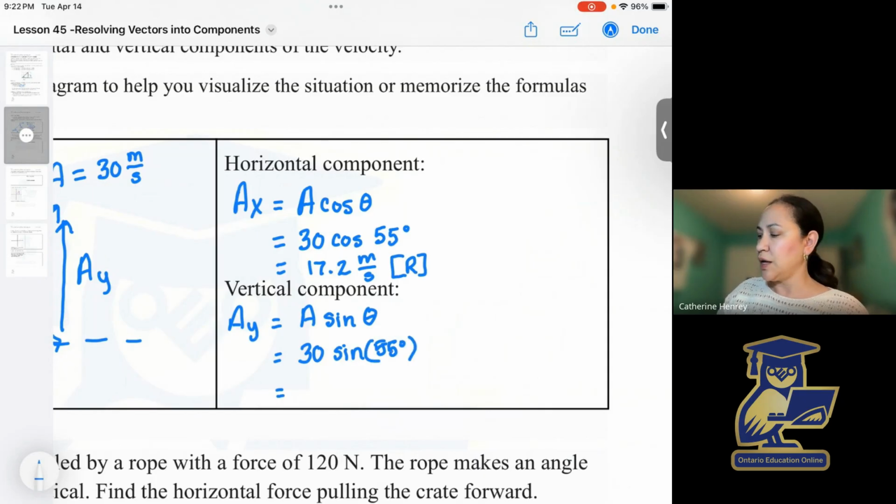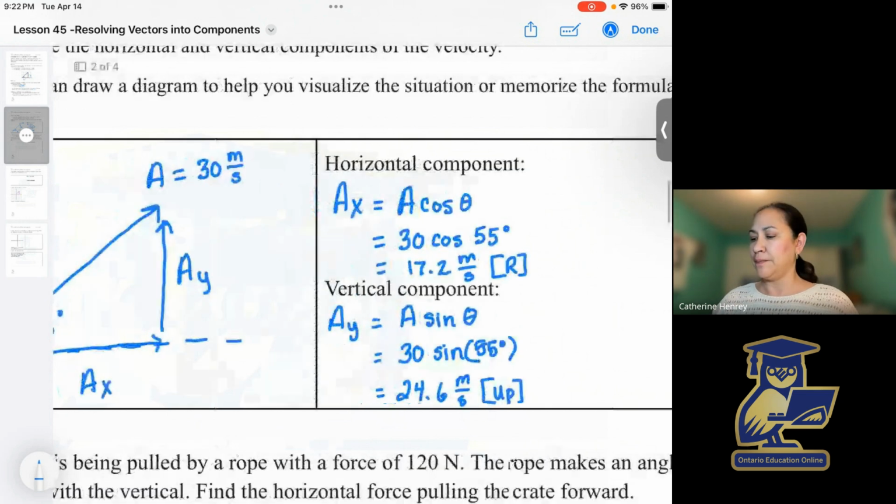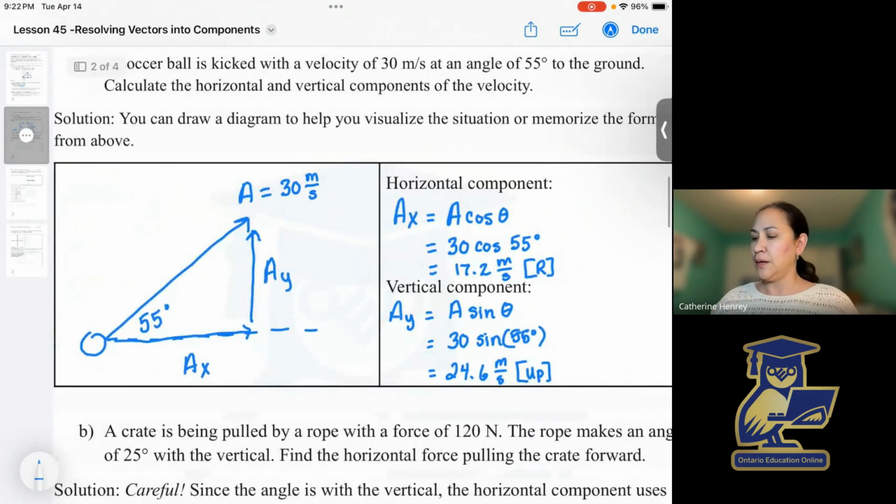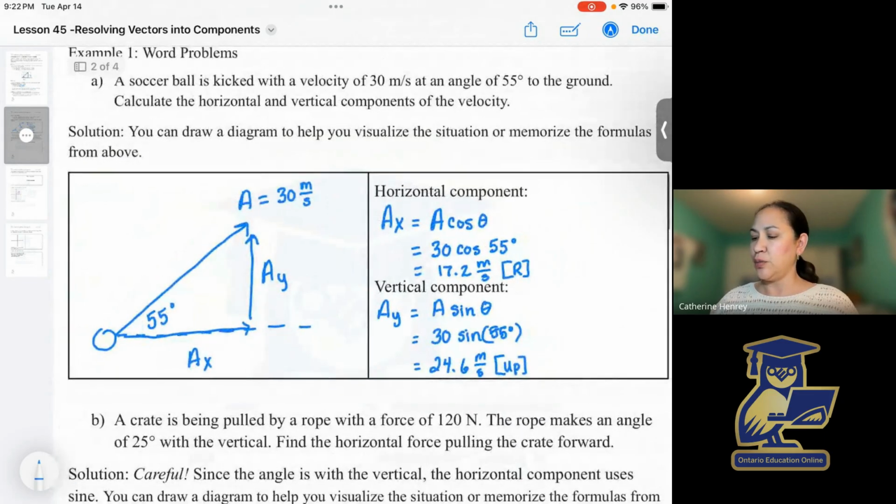Again, using your calculator, you'll get 24.6 meters per second, and that will be in the upward direction. All right. Let's take a look at our other word problem.